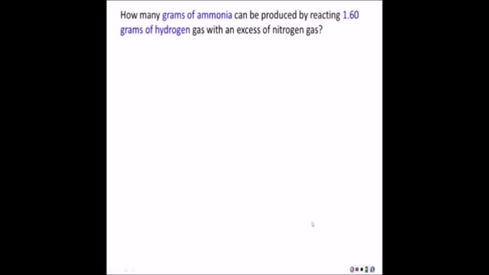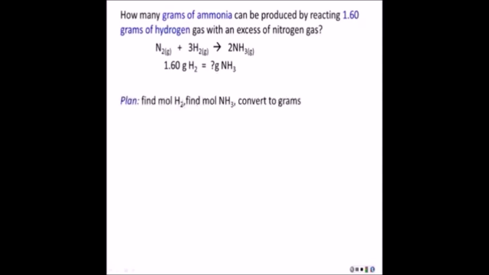Now let's try one involving grams of both the given and my desired quantity. So here's my equation again. And now my given information is 1.60 grams of hydrogen, and I'm looking for grams of ammonia. So my plan is going to be to go from grams of hydrogen to moles of hydrogen using its molar mass. When I get moles of hydrogen, I can then find moles of ammonia using the mole ratio from the equation. And once I have moles of ammonia, I can convert that to grams.